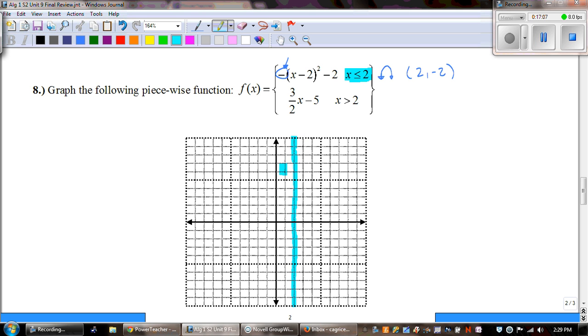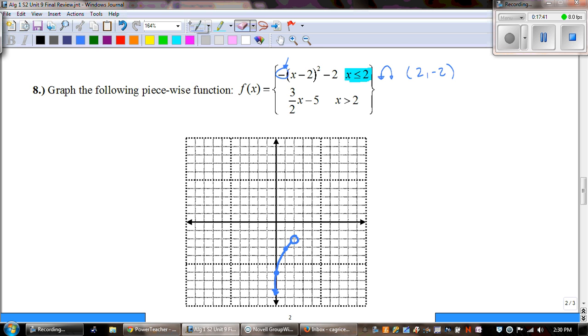And for the quadratic, I only want things to the left because it says less than. So at 2, -2, I draw an open point, and now I do the rest of the graph. Okay, so I'd go left 1, down 1, left 1, down 3, 1, 2, 3. And so that's the only thing that we care about for the first part of the graph.